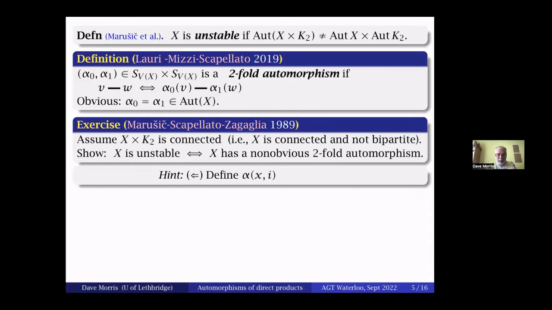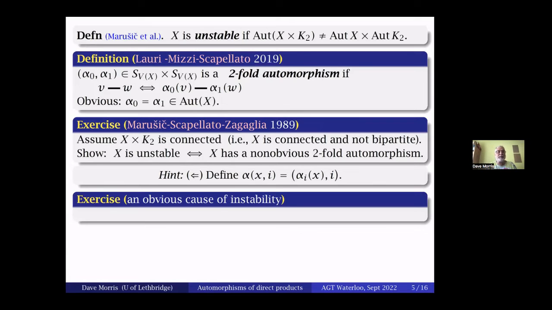So if you define alpha of an ordered pair to be just the corresponding permutation, depending on which layer you're on, this definition here exactly says that edges will go to edges. And then conversely, you need to show that if it's unstable, then in fact there is one; you just take the permutation on each layer.